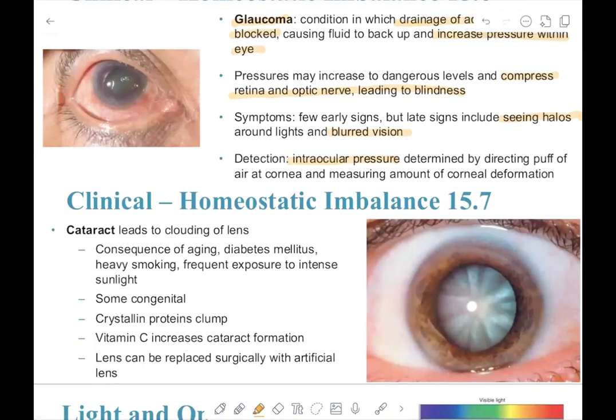The next one is called a cataract, and this leads to a clouding of the lens. Sometimes it's congenital, and the lens can be replaced surgically with an artificial lens.